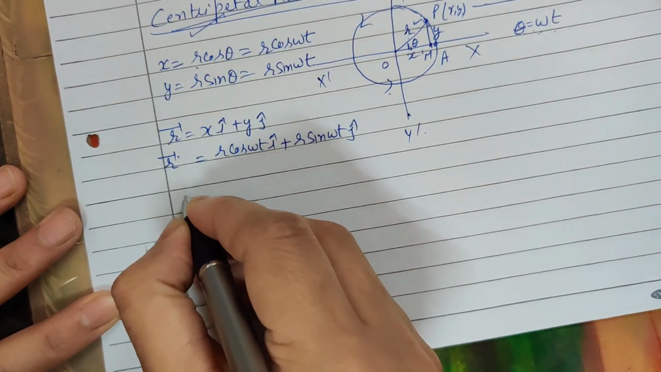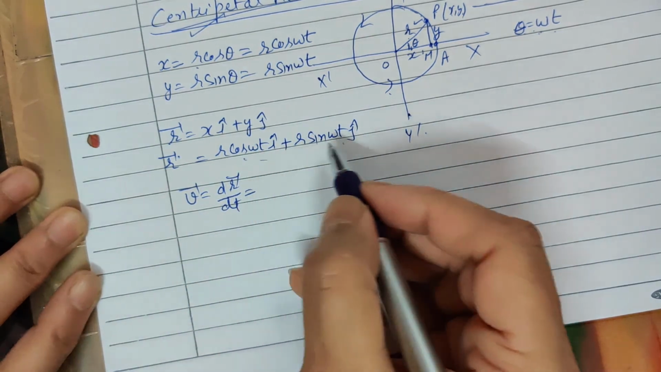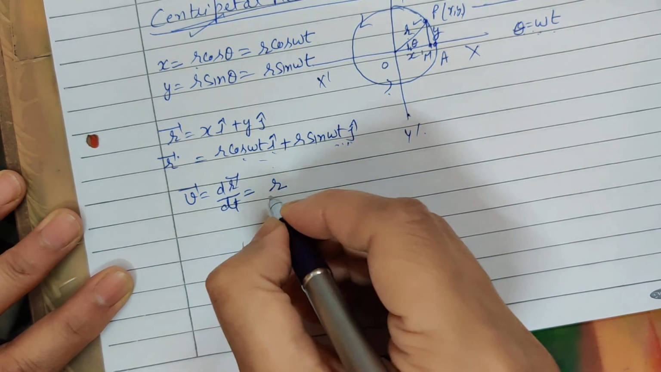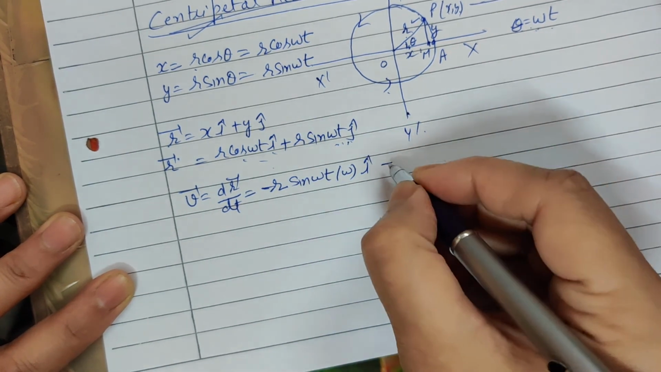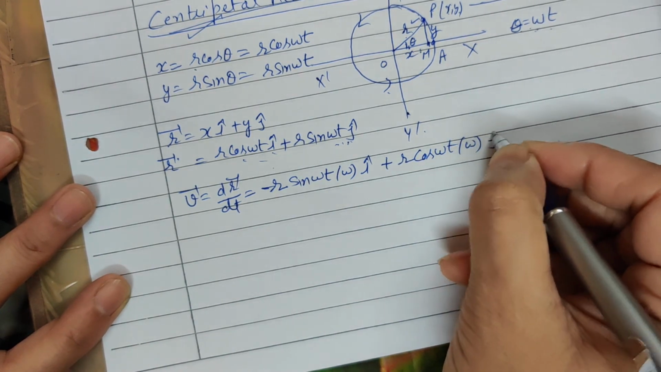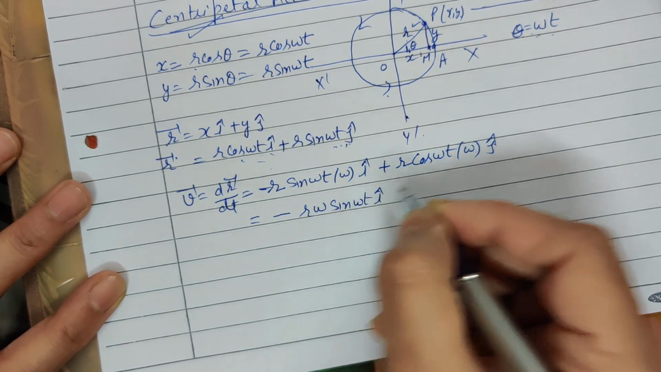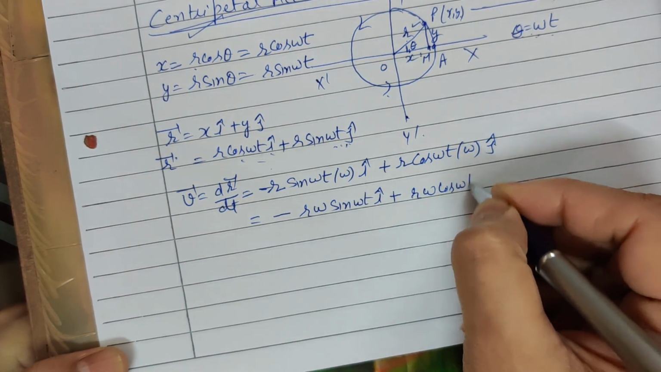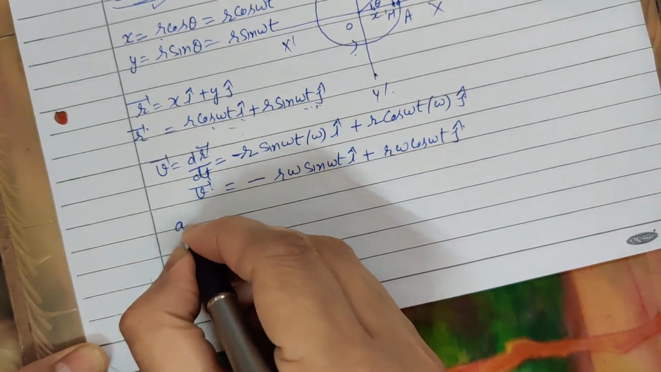Now what is the velocity? That is the derivative of this position vector. Now we have to take the derivative of this equation. The derivative is r times minus sin omega t times omega i cap plus r cos omega t times omega j cap, meaning minus r omega sin omega t i cap plus r omega cos omega t j cap. This is called the velocity.